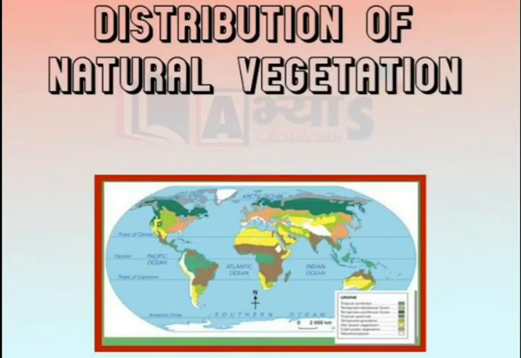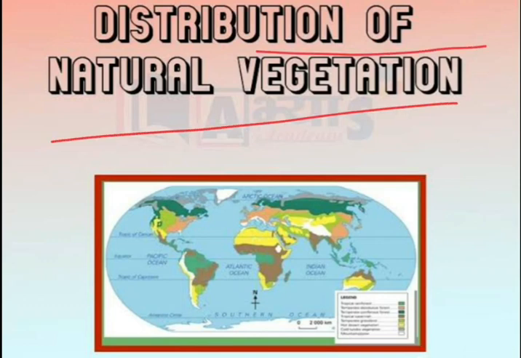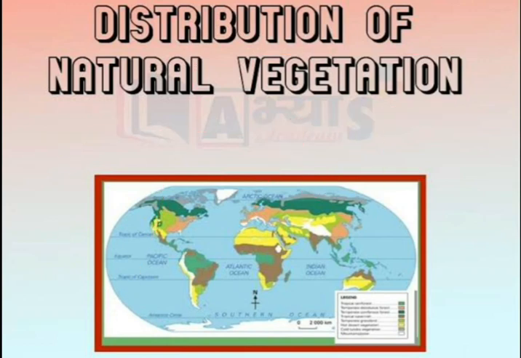Now students, let's come here. Our next topic is distribution of natural vegetation. The growth of vegetation depends first of all on temperature and moisture. Yes, temperature and moisture. So the major vegetation types of the world are grouped as, first of all, forest.